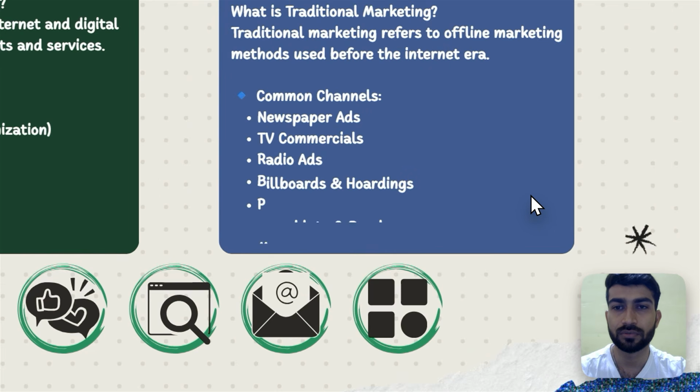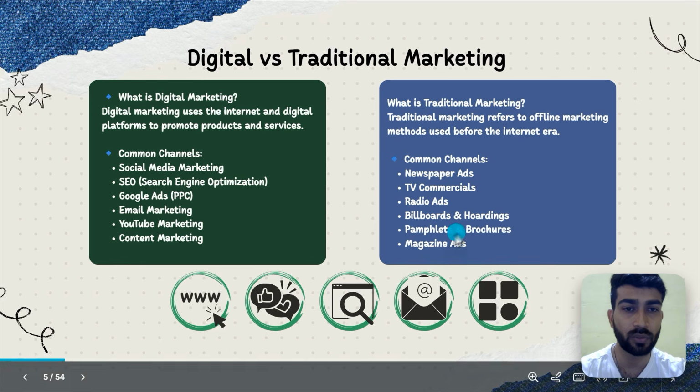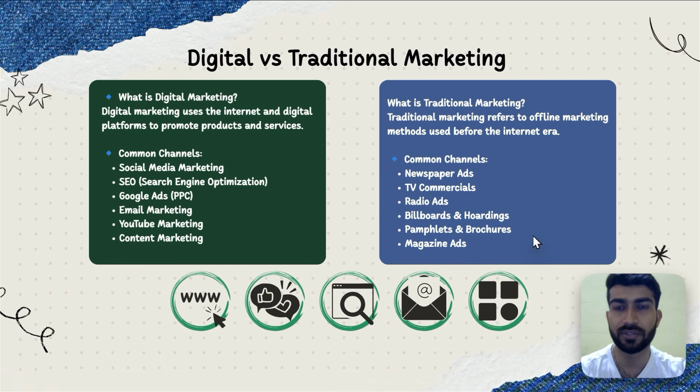Okay, now we will understand the difference between traditional and digital marketing. That's what we were discussing, right? In digital, we can see social media marketing, SEO, Google ads, email marketing, YouTube content, right? And in traditional, we all know newspaper, TV commercials, radio ads, hoardings, pamphlets, magazine ads. These we were using.